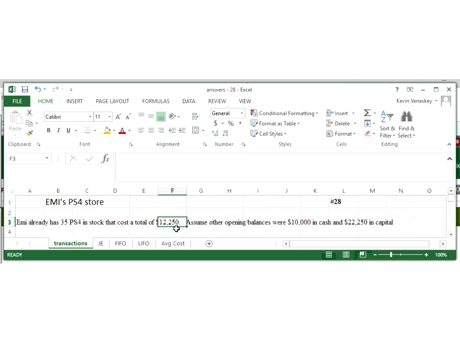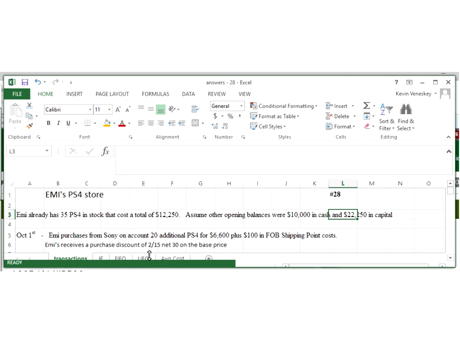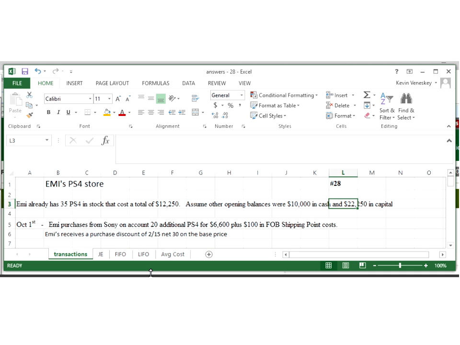And I'm also going to have that in my T account. I'm going to have an opening inventory T account balance of $12,250, and then these other two balances to help offset that: a $10,000 cash, so I have money to pay any bills, and then an offset to capital for the $22,250. Now on October 1, we're going to buy more inventory to have in stock.